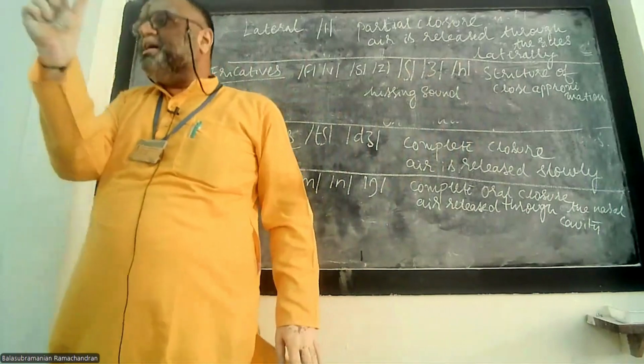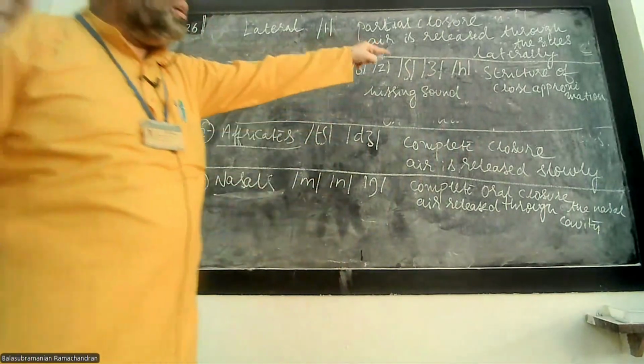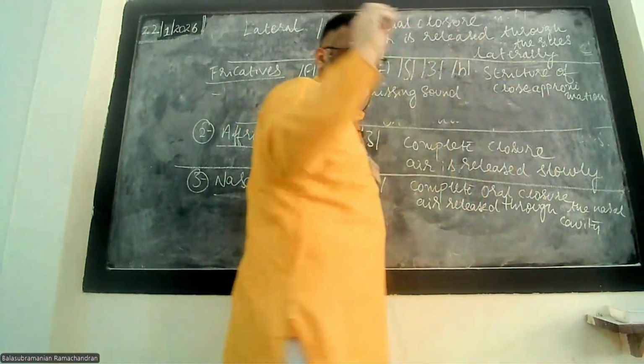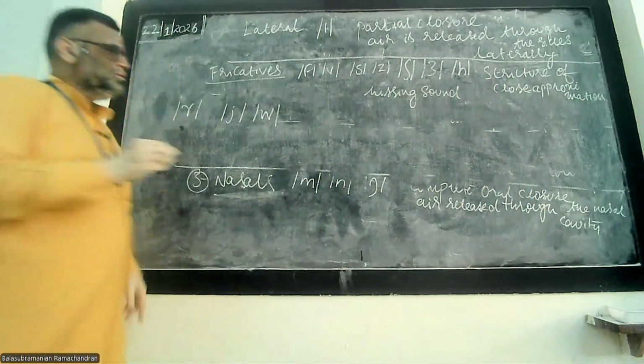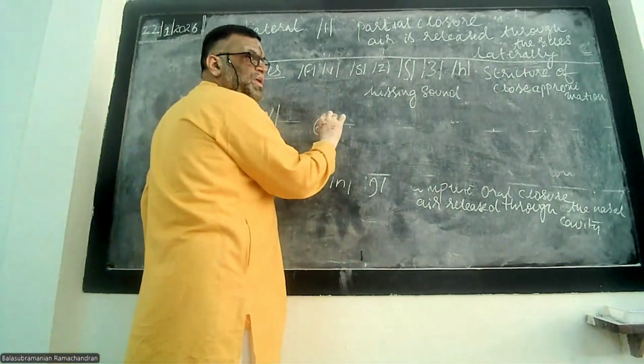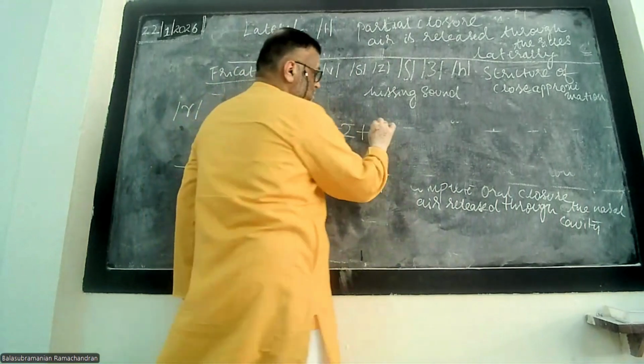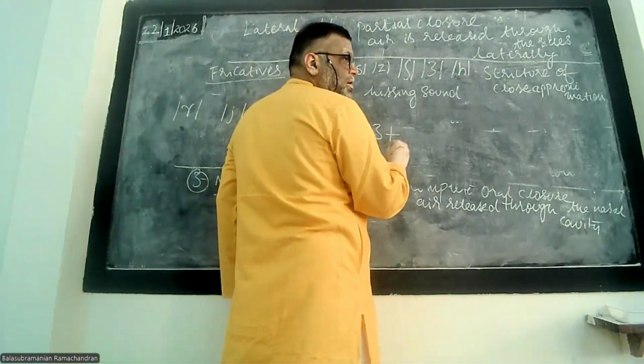You cannot feel it as such. But this also involves a stricture of close approximation. Okay, how many more to go? Plosives 6, affricates 2, nasals 3, lateral 1.